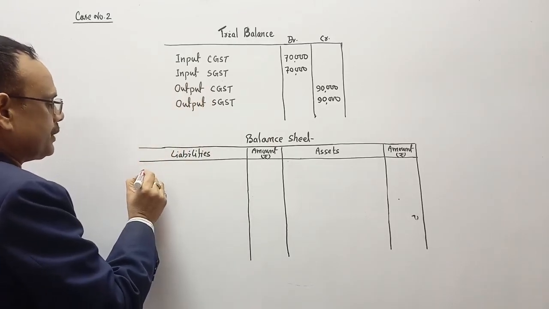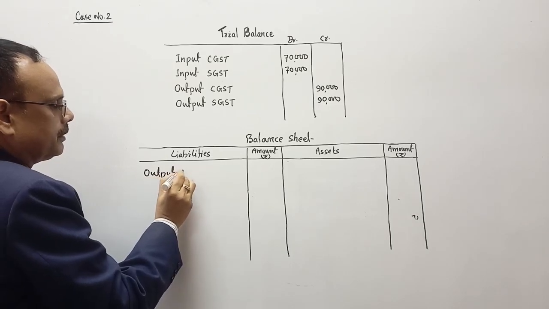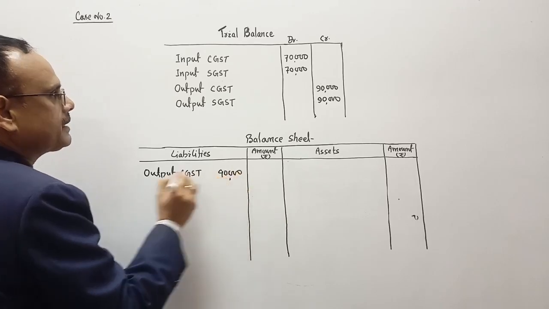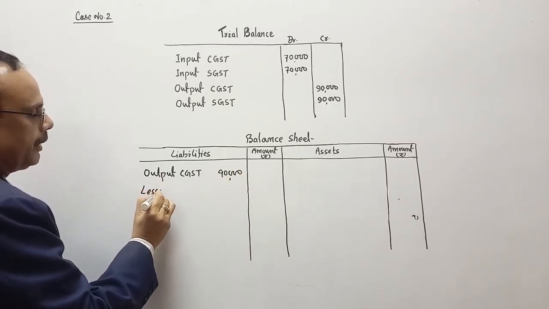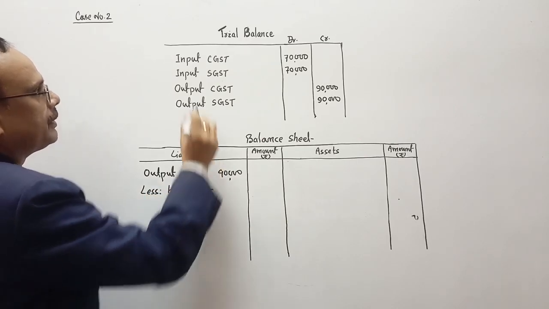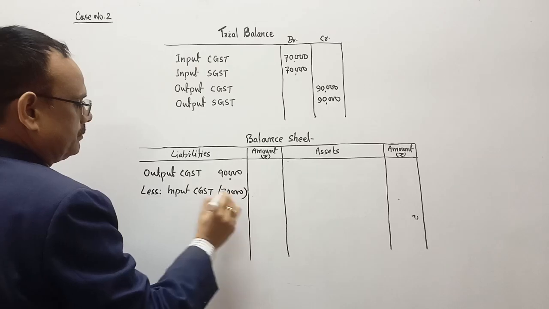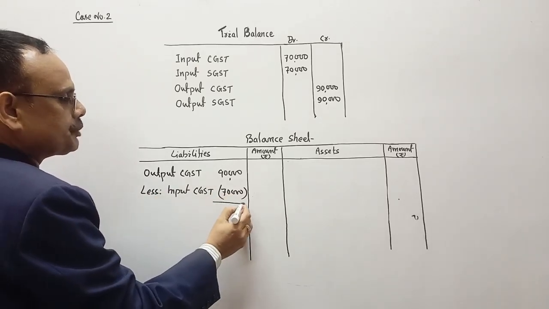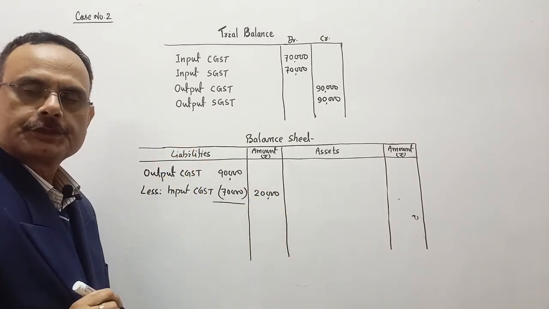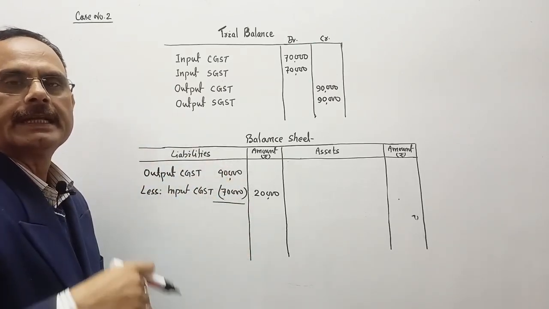So output CGST is more, it is 90,000, whereas input CGST is 70,000, which is less than the output CGST. Then this will be reflected in the liability side, because the company will pay this in the next financial year.